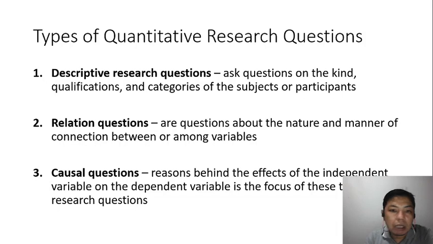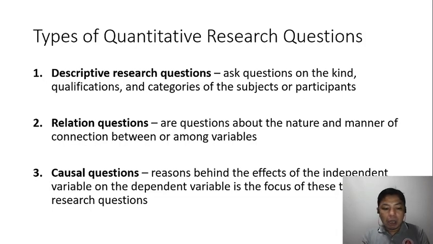So, kagaya nga ng binigay kong example kanina, what do you think are the relationship between academic performance and online gaming? So, that is a relation questions. May kinalaman ba yung isang variable sa isa pang variable? So in this case, may kinalaman ba yung online gaming sa academic performance? The third one is yung tinatawag natin na causal questions. Causal questions are reasons behind the effects of the independent variable and the dependent variable sa focus of these types of research questions. Pag sinabi natin causal questions, ano yung dahilan kung bakit nag-occur yung isang phenomenon? Okay, ganun yung causal question.